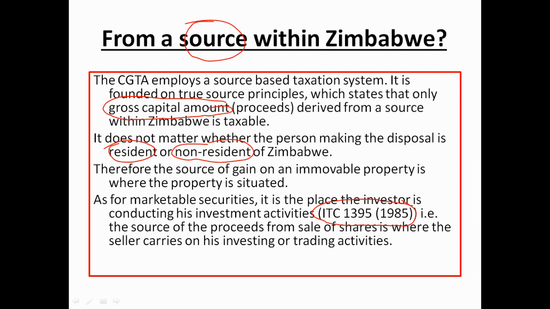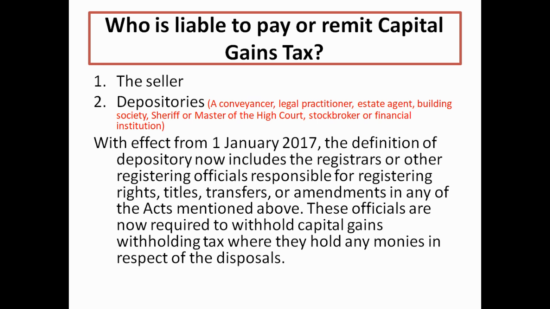That is, the source of proceeds from sale of shares is where the seller carries on his investment or trading activities. Okay, so the question is, who is liable to pay or remit capital gains tax? So obviously the first one is the seller himself. When you sell your specified asset, you have to remit the capital gain to Zimra. But in some instances, when a depositary is involved in the process, the depositary is required to withhold tax, what we call withholding tax. So the principal responsibility of depositaries is to withhold tax.